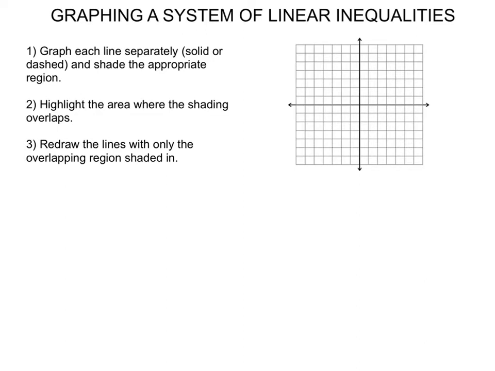Now, as a reminder, if it's less than or equal to or greater than or equal to, we draw a solid line. And if it's just less than or greater than, we are going to draw a dashed line. And that's going to be an important part of your solution as well. Now, the next thing we do is for each line, we shade in the specific region that we need for that line. So let's just look at an example.